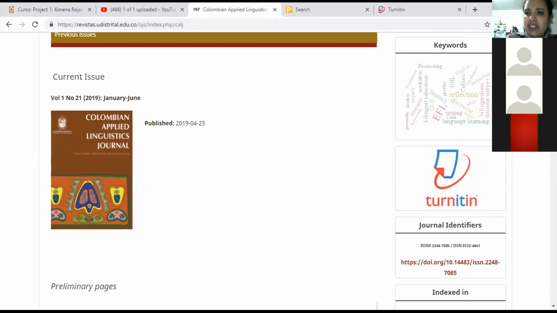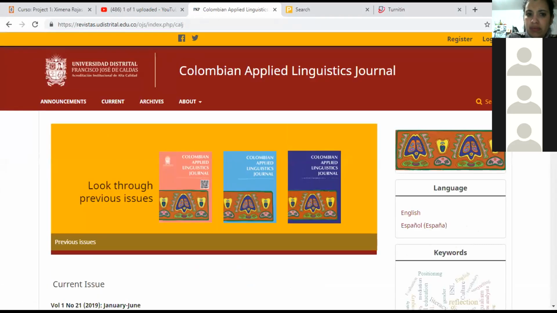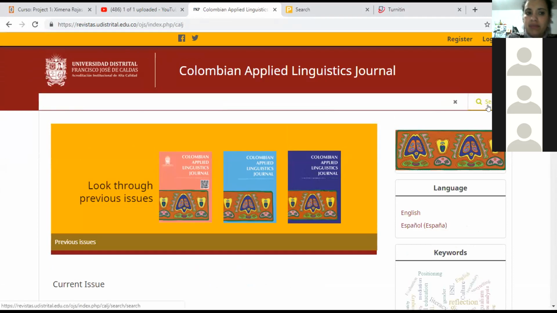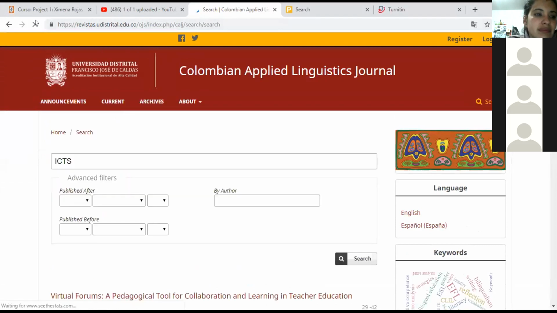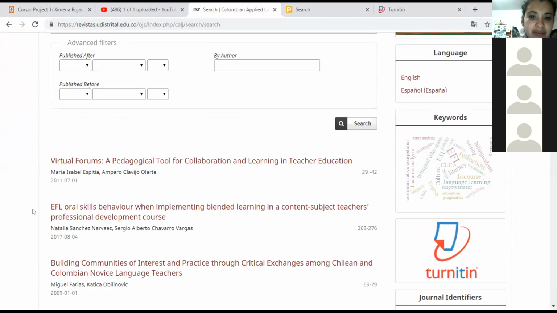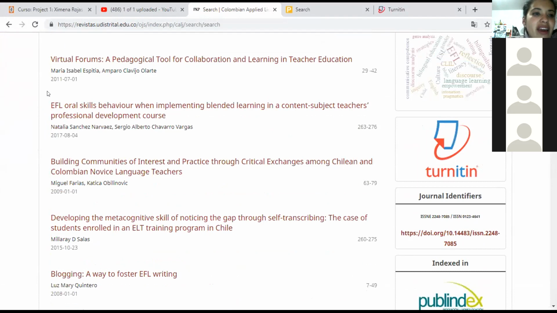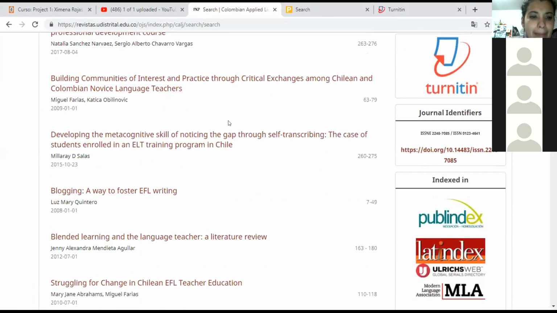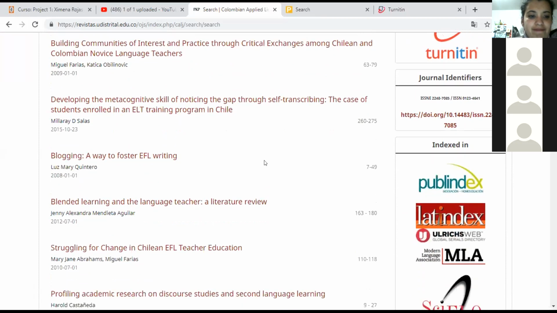I'm sharing the screen with you, right? Yes, teacher. We're seeing the Colombian Applied Linguistics Journal. Exactly. Look. Oral skills. Look. Blended learning. Really interesting. Look. Writing.